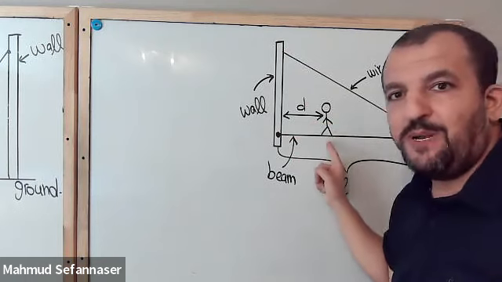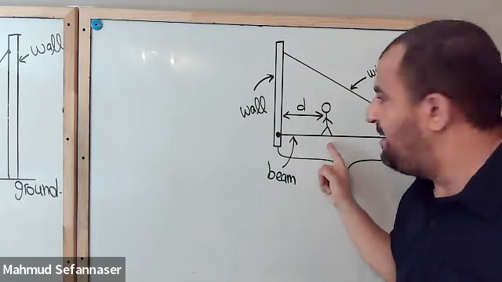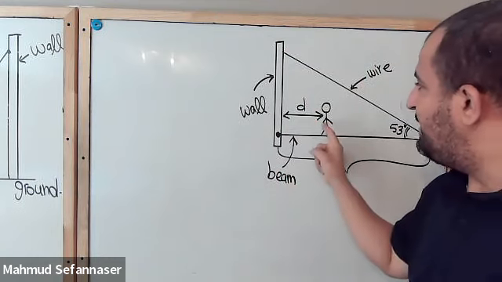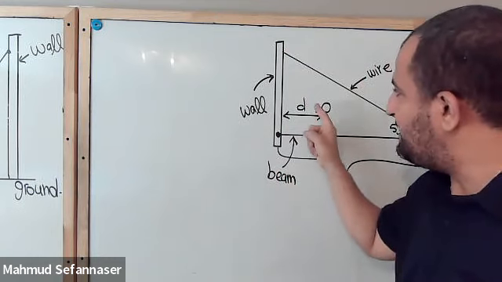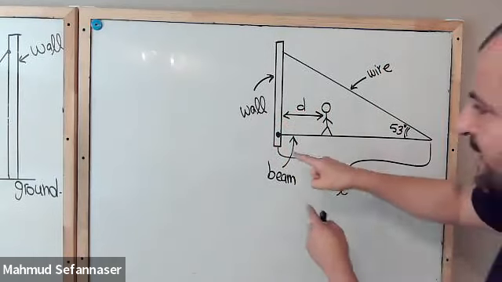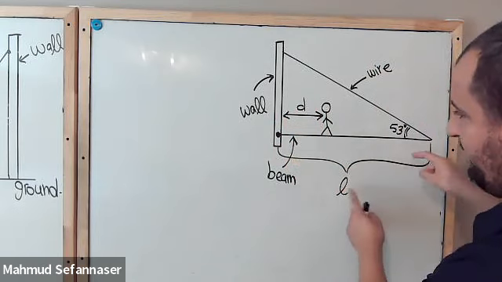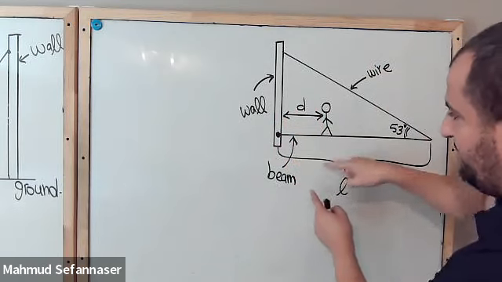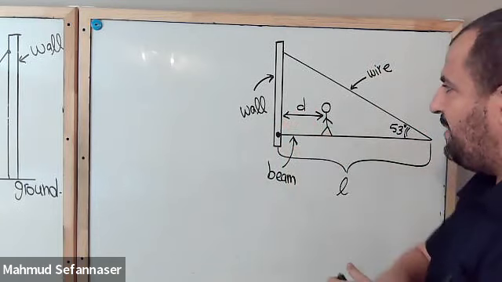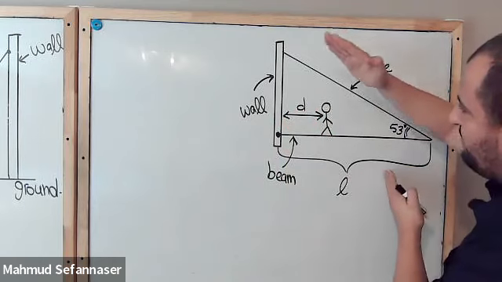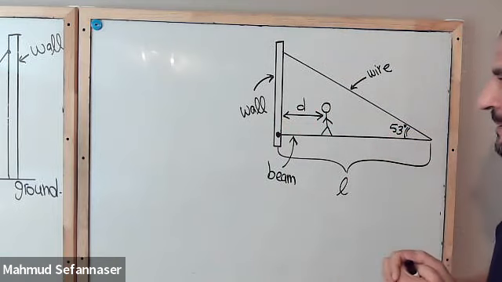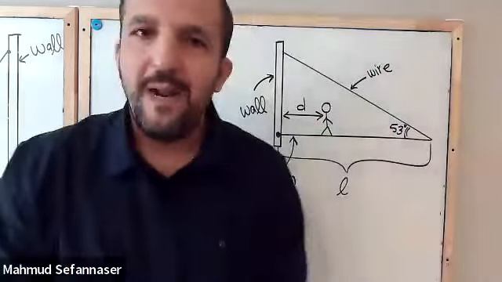And at this point right here, we have a man, and this man, of course, has a weight. We know that, but it is located at a distance d from this wall right here. Okay, and you can see, guys, that the total length of this beam is L. So the total length of this beam is L. The man is actually at distance d from the wall, and also the angle between the wire and the beam is 53 degrees. So this is very nice.